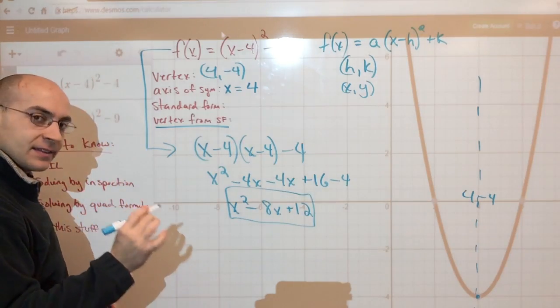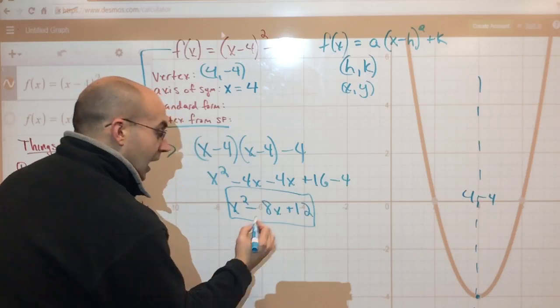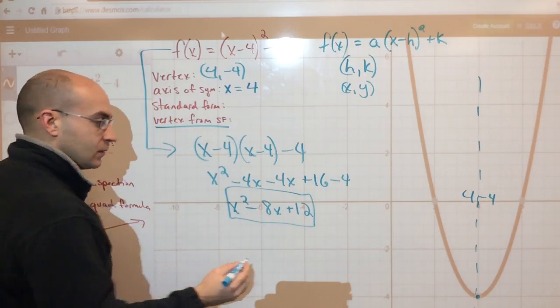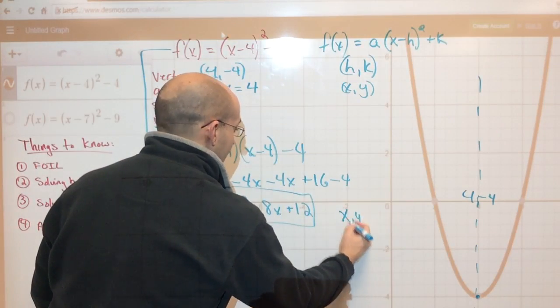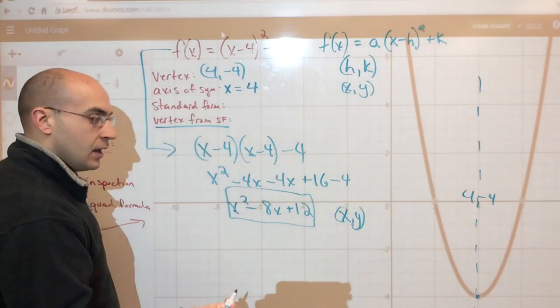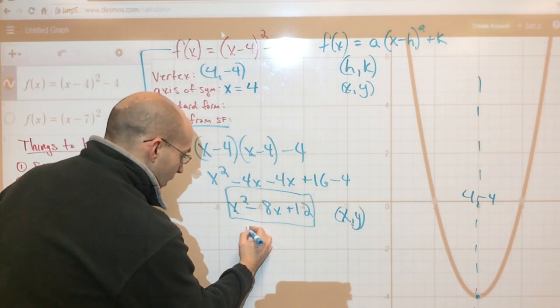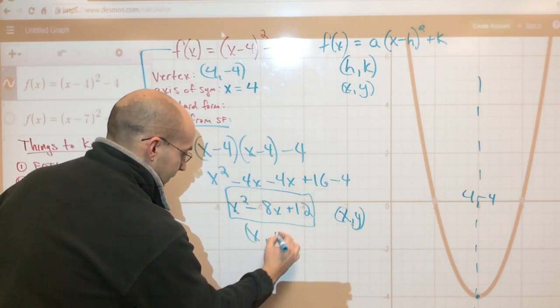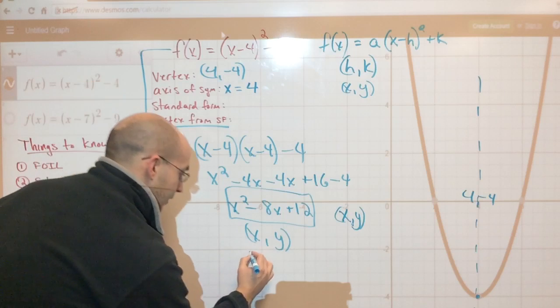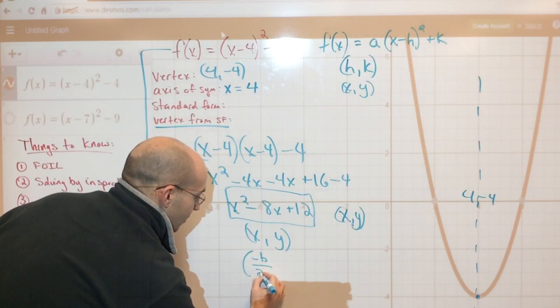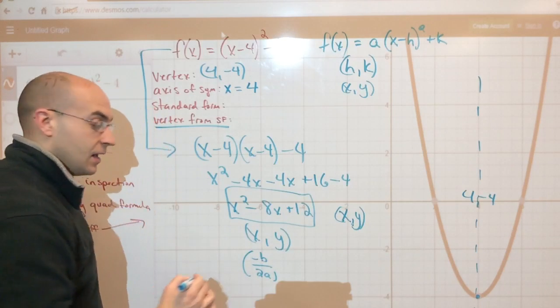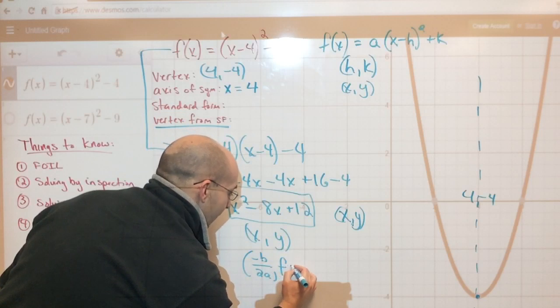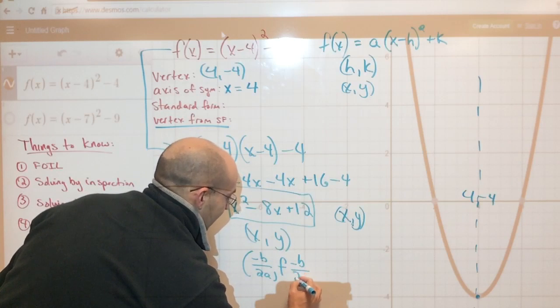So let's clarify things a little bit first. I need the vertex from this quadratic formula. I'm looking for an xy ordered pair, okay? I'm looking for a point. But instead of x comma y, I'm looking for negative b over 2a and the function's value at negative b over 2a.